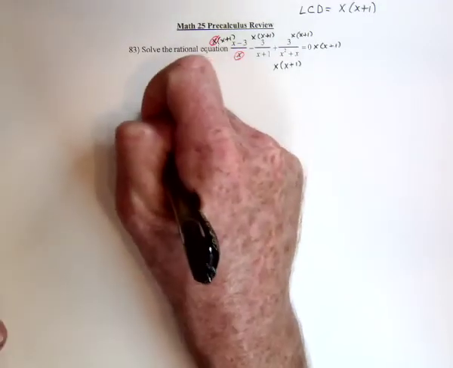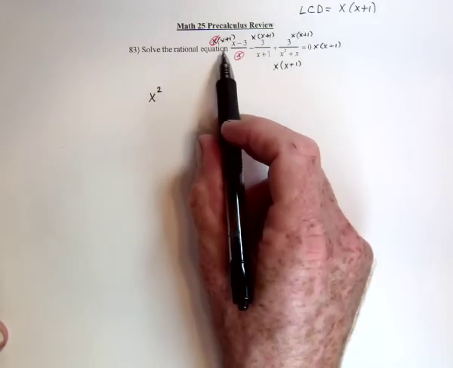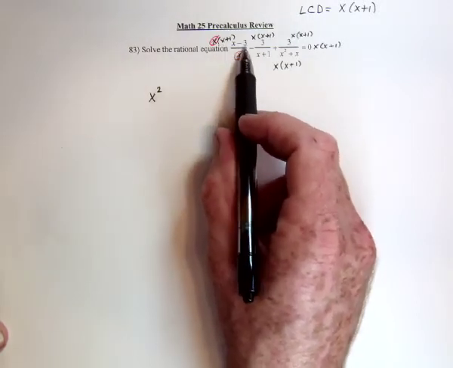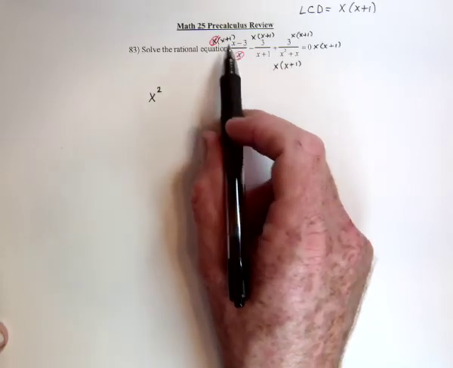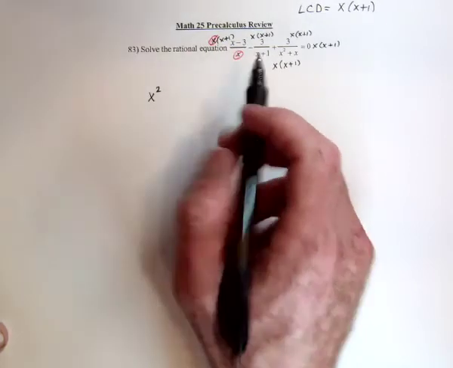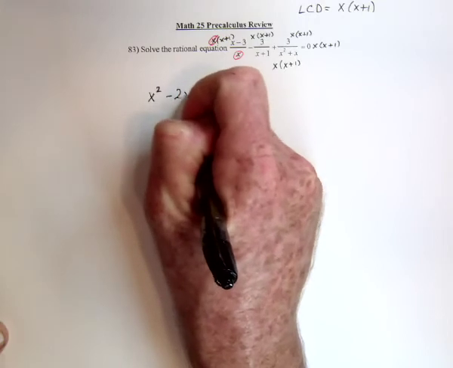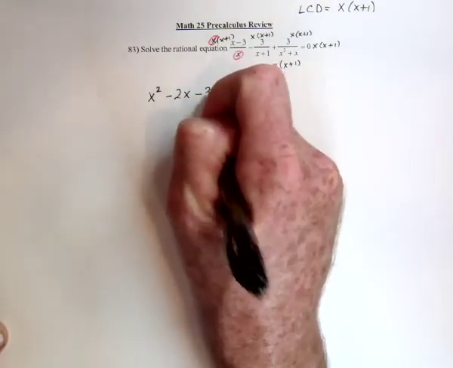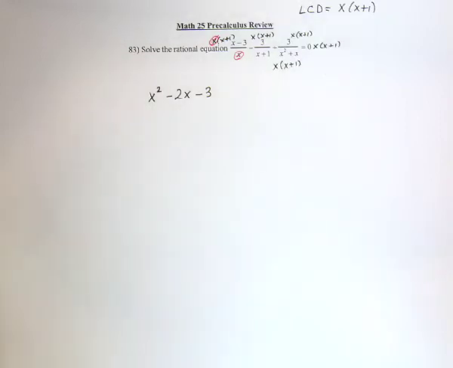So that's going to be x times x, which is x squared. The middle term is going to have, from this and this, negative 3x. Right here would be positive 1x, so that's negative 2x. The last one times the last one will be negative 3. Okay, on to this middle one.